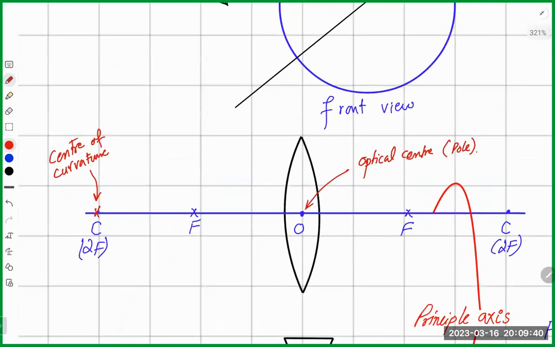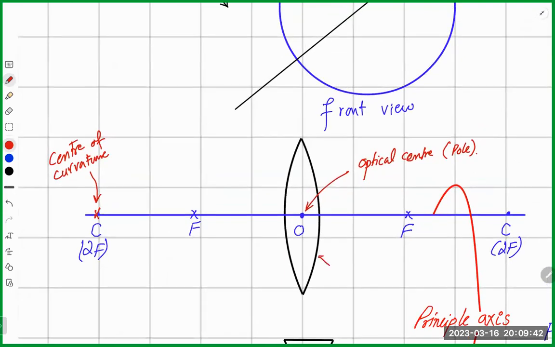In this drawing, you can see that this side is actually an arc. If this is an arc, it belongs to a circle, so the circle will have a center. If you want to draw this arc with perfection, you can put the needle of the compass over here at the center of curvature and make this arc. Then you will have an exact replica of this side of the lens.